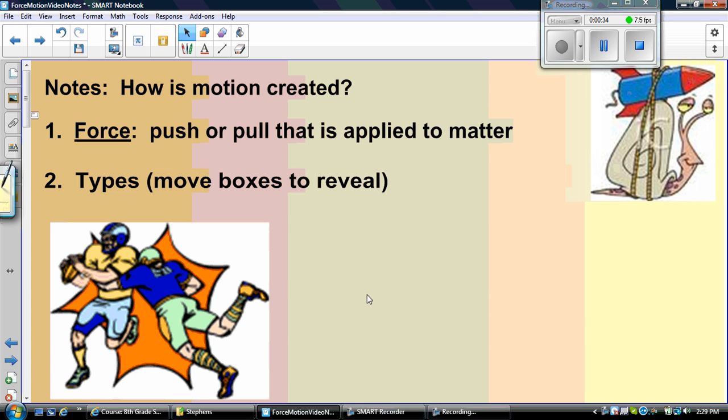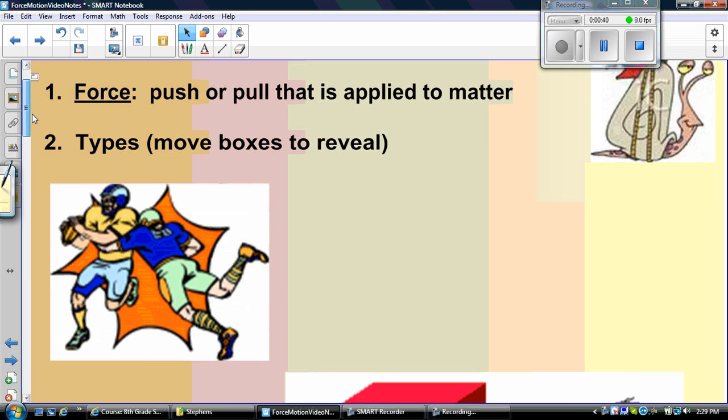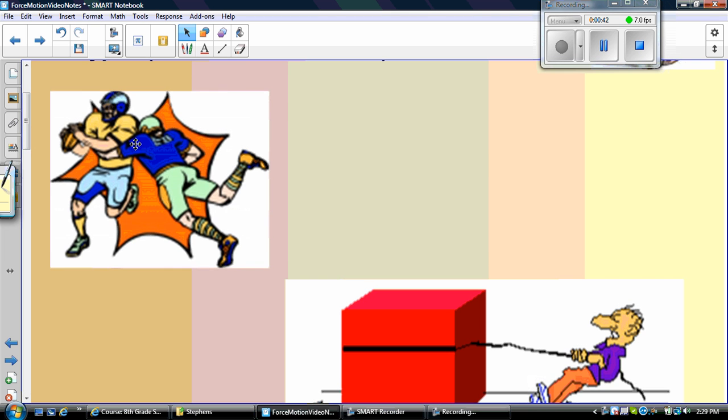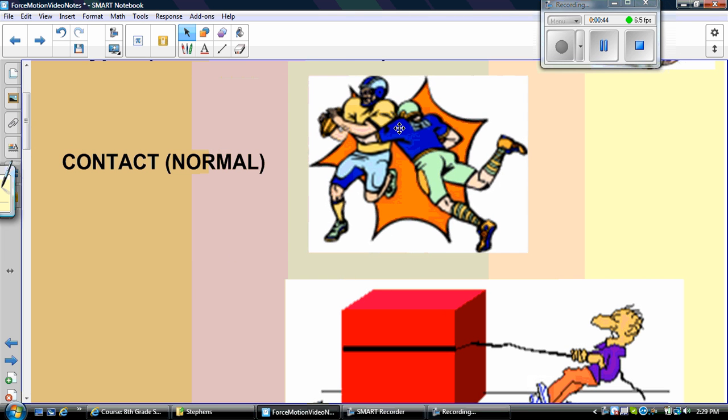Okay, so a force is a push or a pull that is applied to matter. There are a lot of different types of forces. The first type of force is contact force, or we call that a normal force. Anytime matter is in contact with other matter, there is a contact force between them. An example is these two football players making contact. That's a normal force.